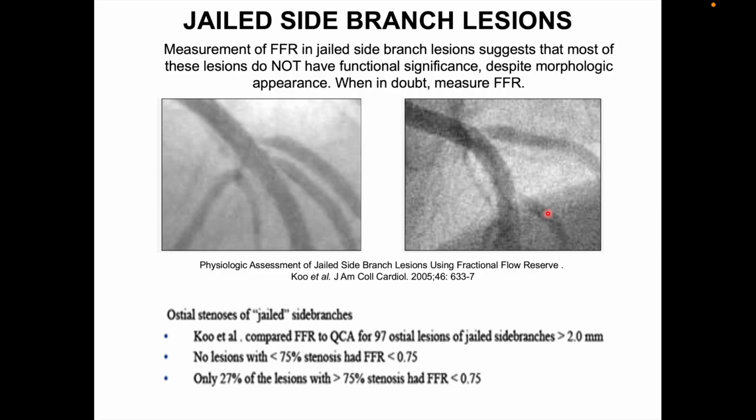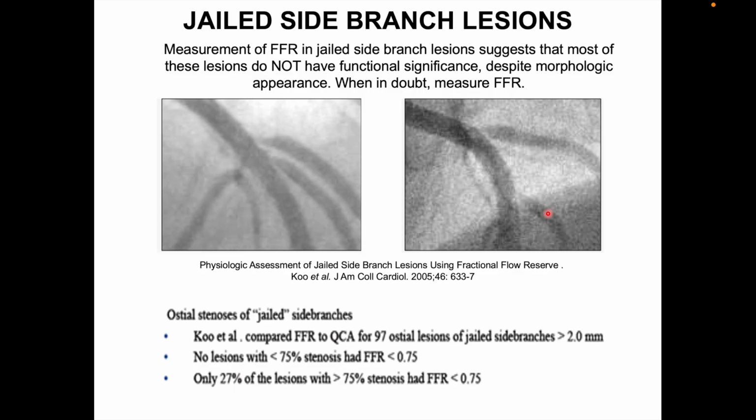We have an issue with the jailed side branch lesions. So the measurement of jailed side branch lesions suggests that most of these lesions do not have functional significance, and I've just shown you an example of the ostial circumflex. Similarly, if you have a stent in the LAD and you have a jailed diagonal going across that stent, despite the morphologic appearance, it may not be functionally significant. So when in doubt, measure the FFR.